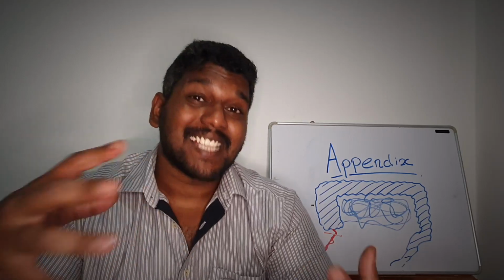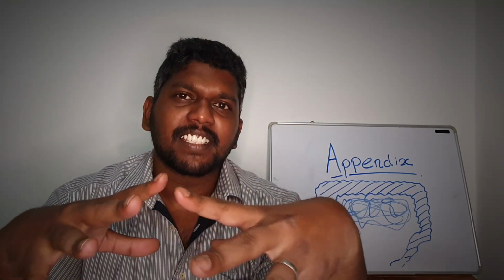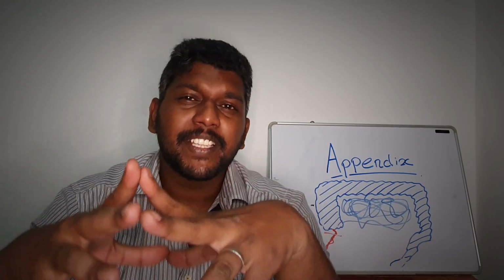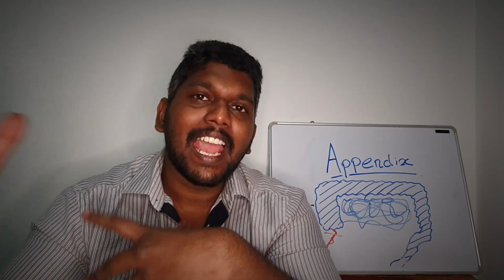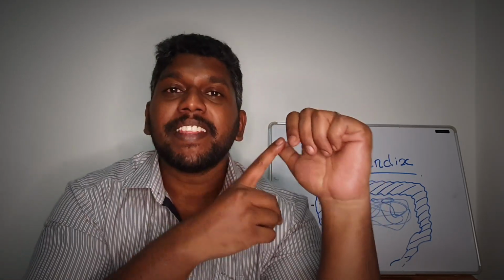So what are the signs of appendicitis? The classical sign of appendicitis is notoriously inconsistent. Means the classical sign itself only happens in like 50% of cases. So what are these classical signs? The main thing is anorexia.